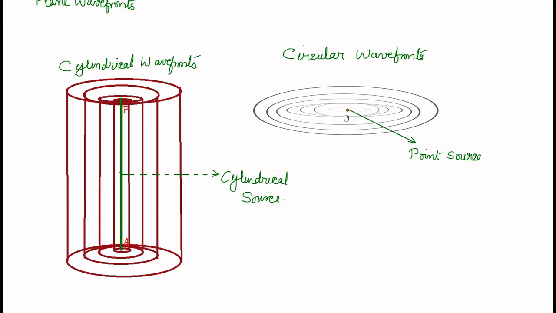These are all the circular wavefronts. Mainly when a pebble is dropped on a still water surface, the water surface is plane, and wavefronts which are circular in nature are produced. So these are the concentric circular wavefronts.